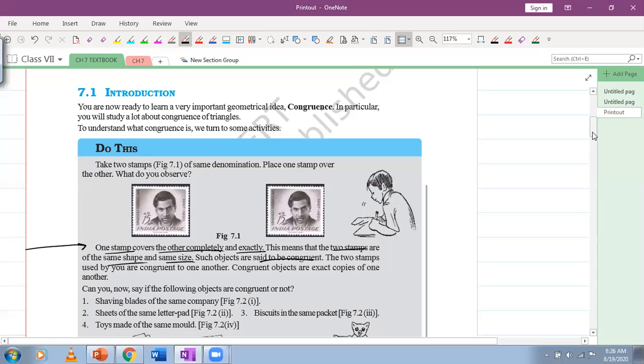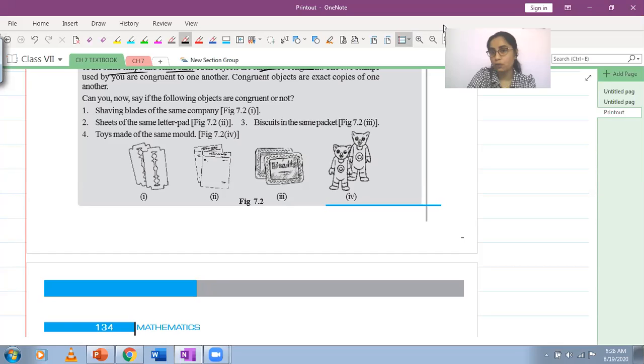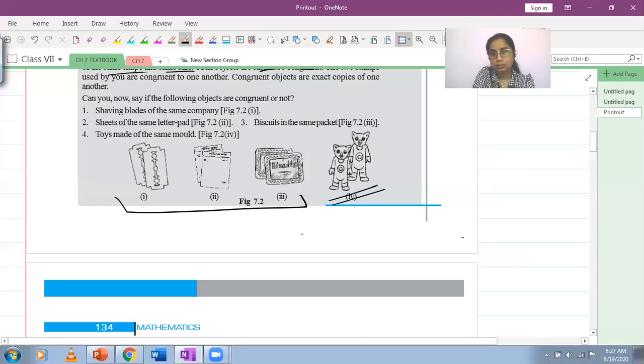Another example that they've taken is right here, like blades of the same company, sheets from the same letter pad, sheets from the same copy, or the pages of a book. They will be exactly the same shape and exactly the same size. Biscuits from the same packet will also be exactly the same. And toys made of the same mold. Now these are examples of 2D and 3D shapes. These are two-dimensional shapes, whereas this one is a 3D shape.